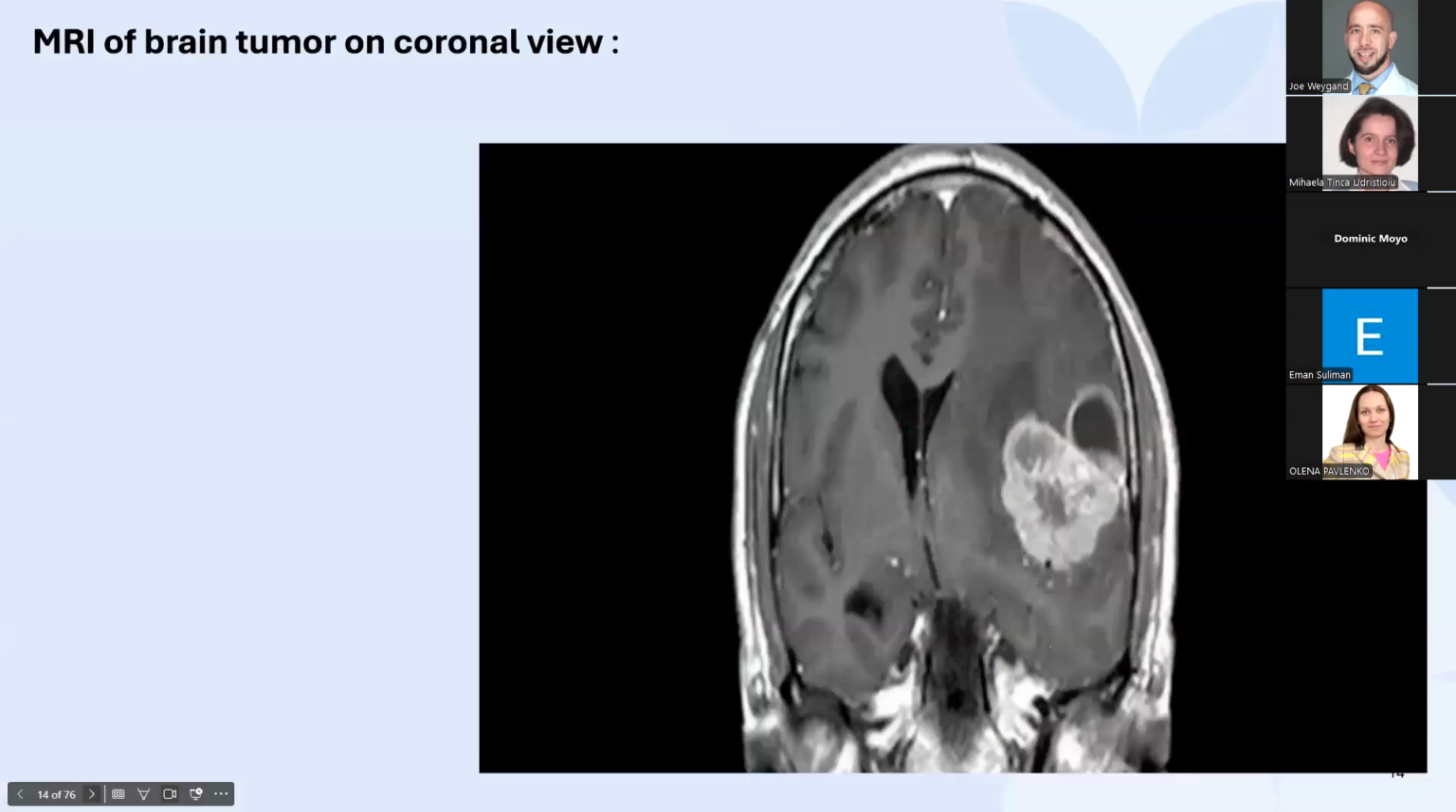Okay, this is an MRI of a brain tumor on a coronal view. Let's see this tumor on the parietal lobe, compressing the midline. See, this is the midline, and I think it's shifting the midline towards the other side, and the ventricle is compressed.